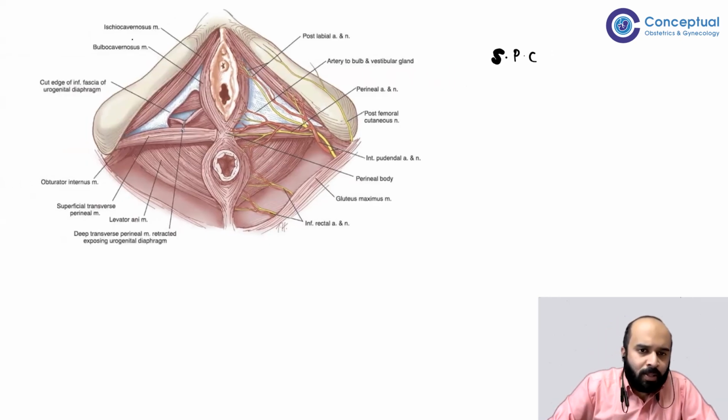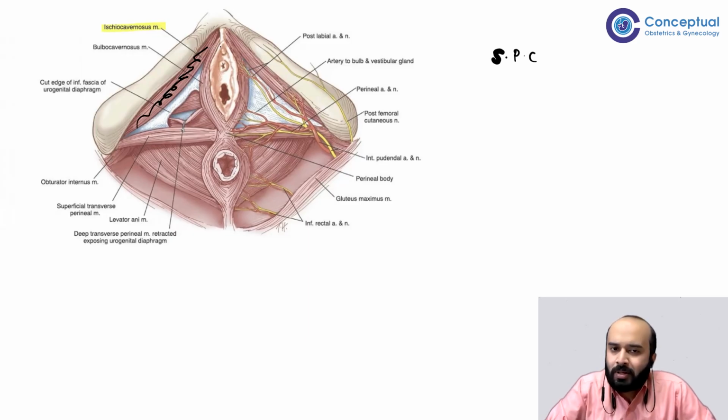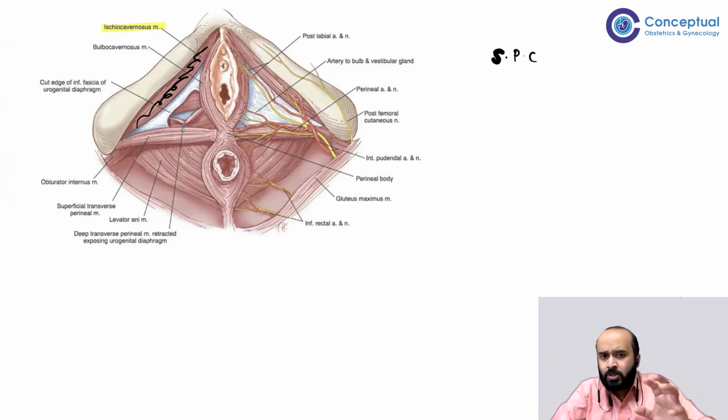Over here, you can see the muscles. What are the important muscles? The first important muscle that you need to see over here is the ischiocavernosus that lines the ischium, rather the inferior pubic rami that goes up to the ischium. So this muscle over here that you can see is my ischiocavernosus. But when it comes to episiotomy, this is not an important muscle.